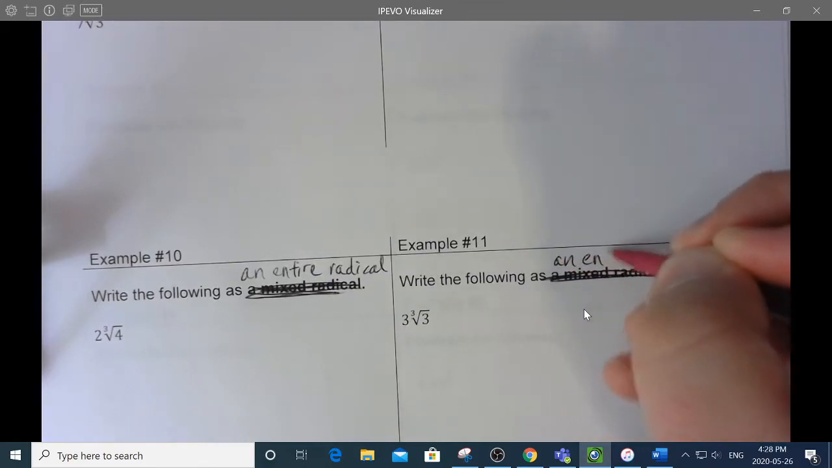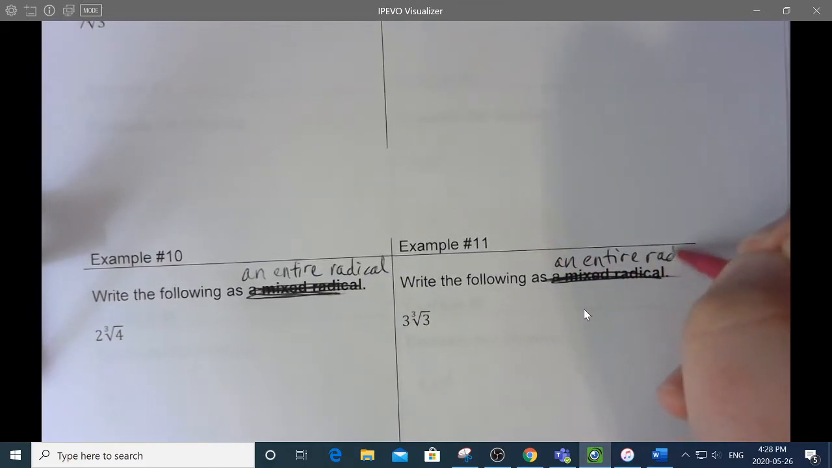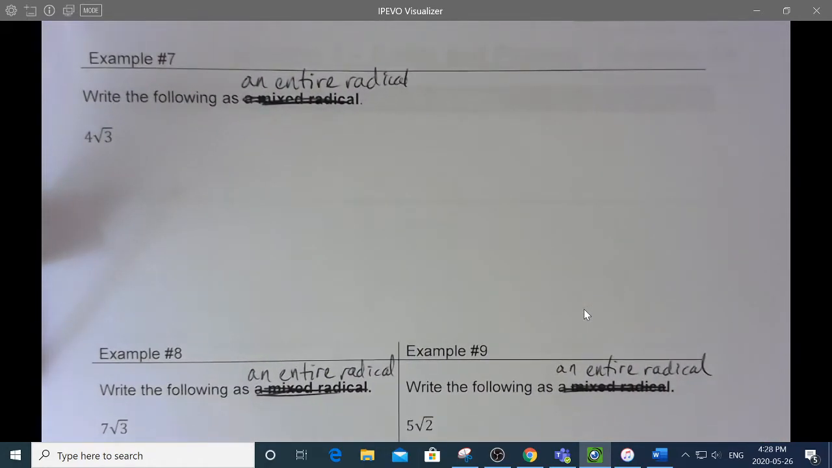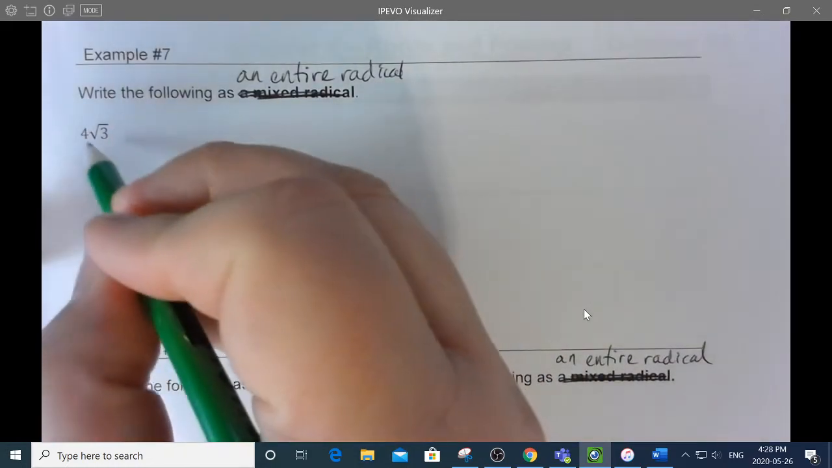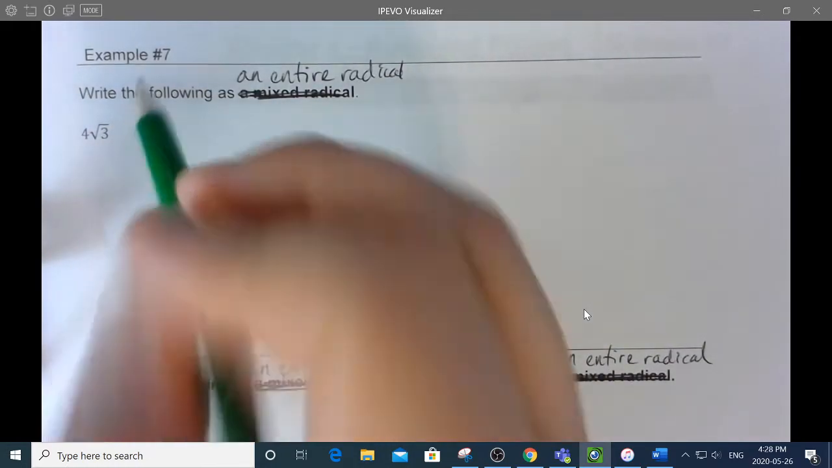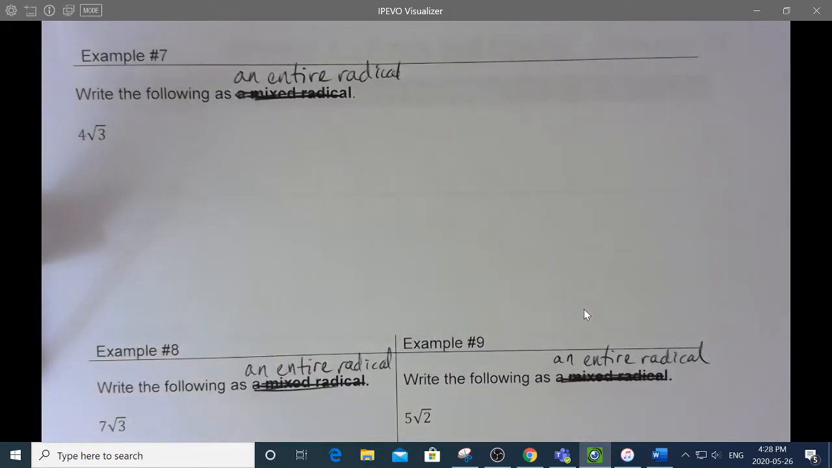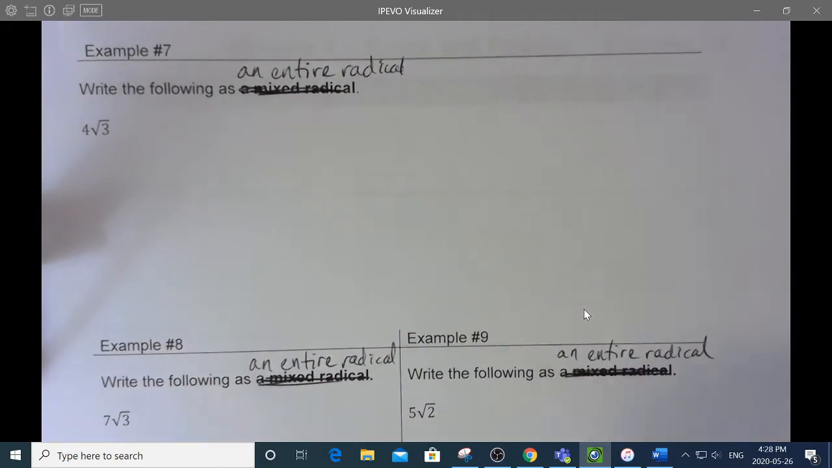An entire radical. There we go. Okay, so write the following as an entire radical. So basically we're going to do the opposite of what we just did in the first few examples. So I need this 4 to go under the radical, so I have the entire value of this number in the radical. So let's see what we can do with that.